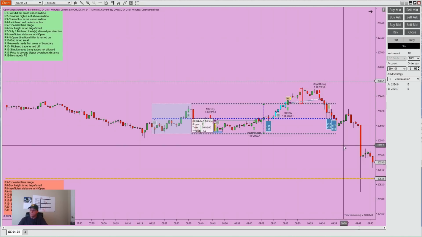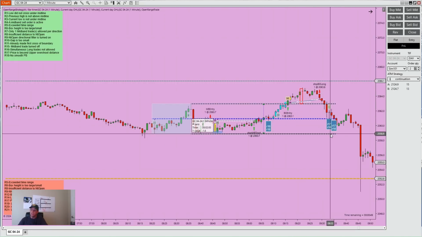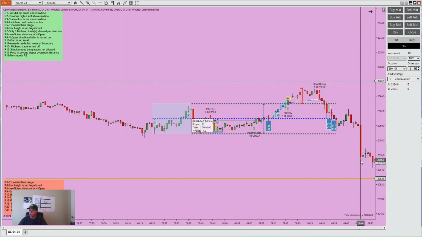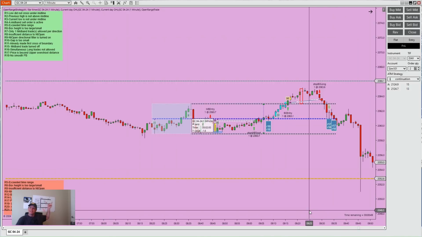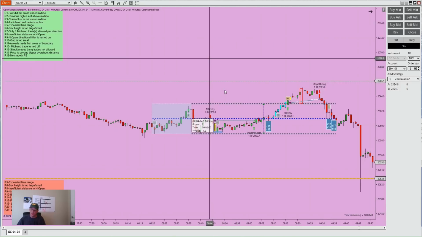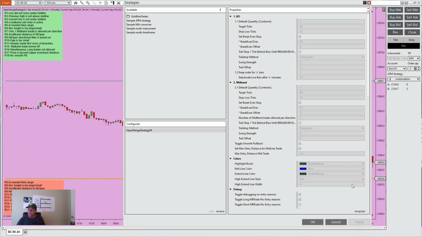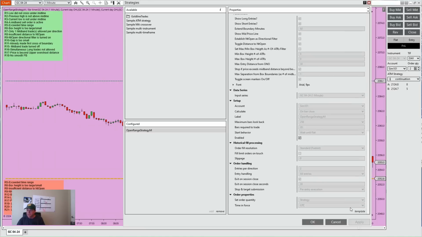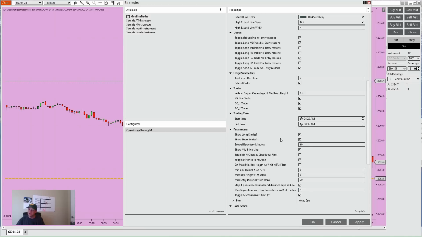Because the box was created when it came back inside the box, if you extended the time on this box and actually looked for it, you would have had that trade too, because that was the late break to the downside. Everybody seeing that? All you gotta do is just change the box. I'll go in here and do it. Let me do it while I'm sitting here. I'll show you what I mean.